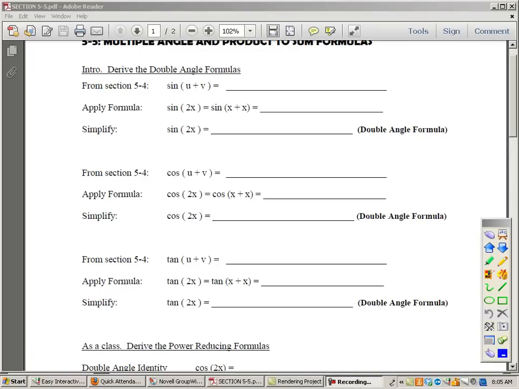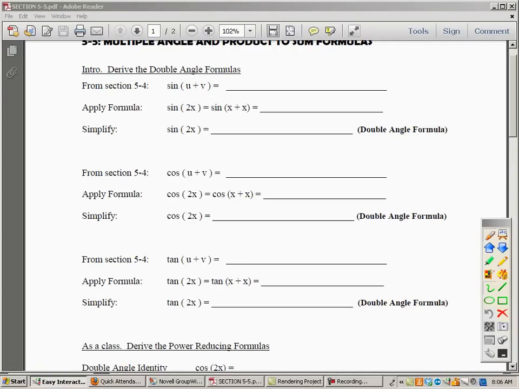This is section 5.5, multiple angles and product to sum formulas. The first video for this section really is going to be what are the formulas and how did we get them. The second video that you'll see for this section is actual problems to work out using these formulas. So we want to first just start off with how did we get these.